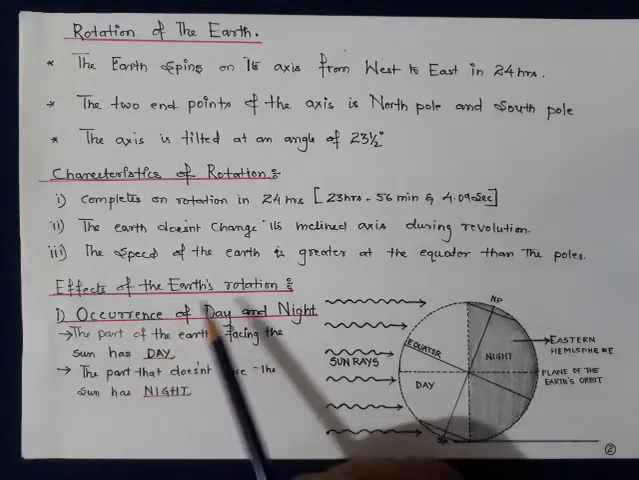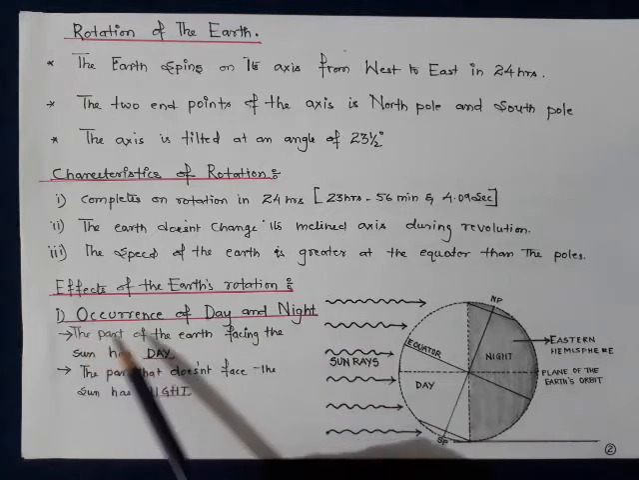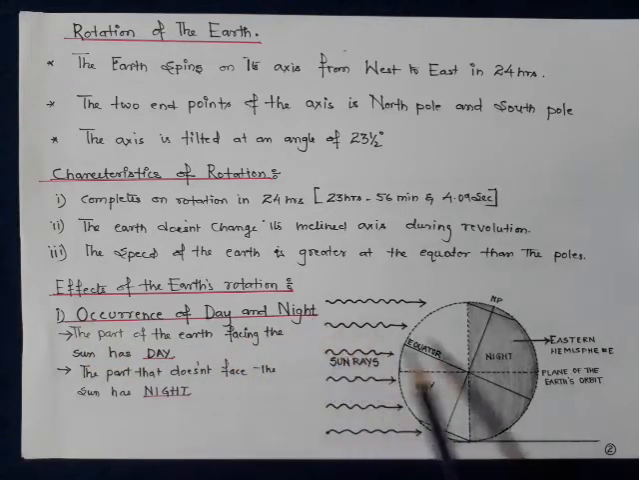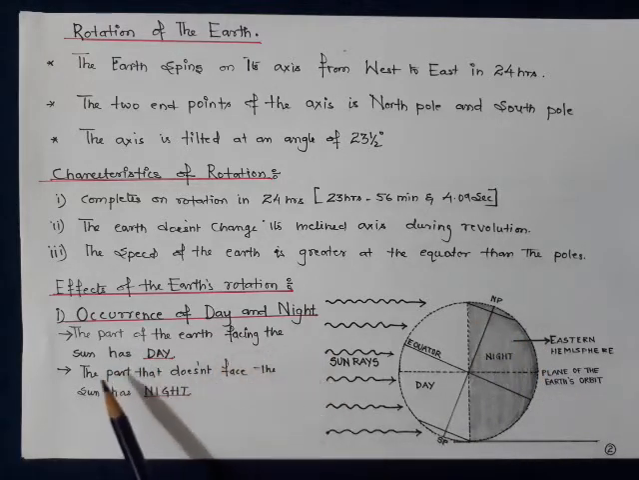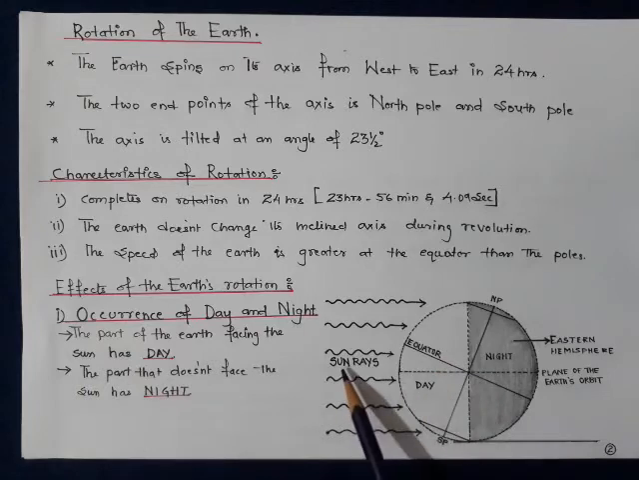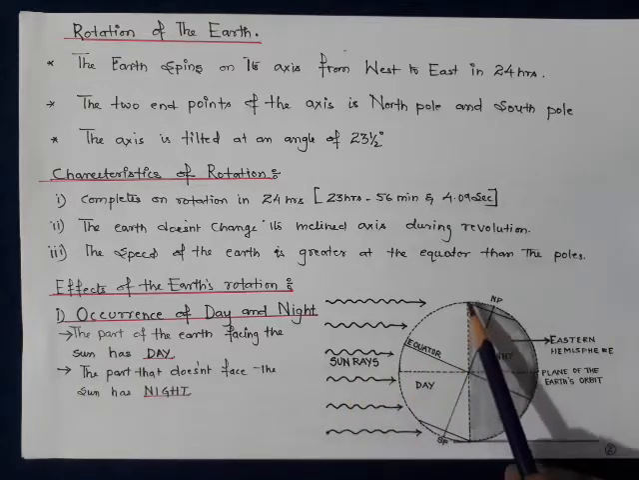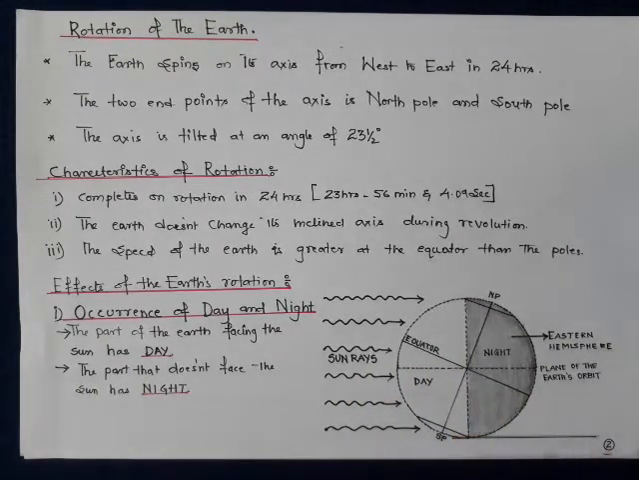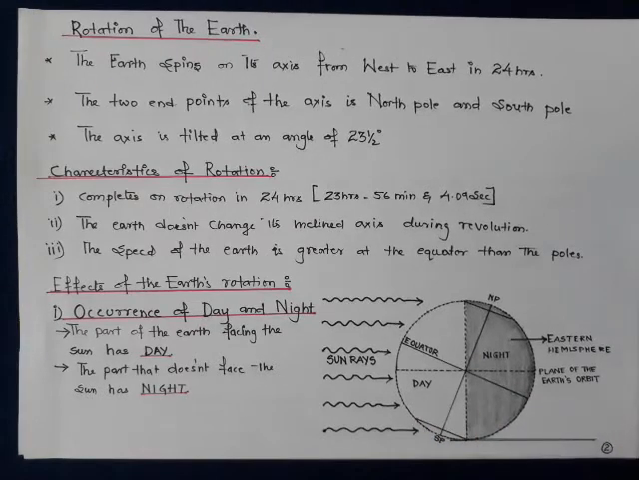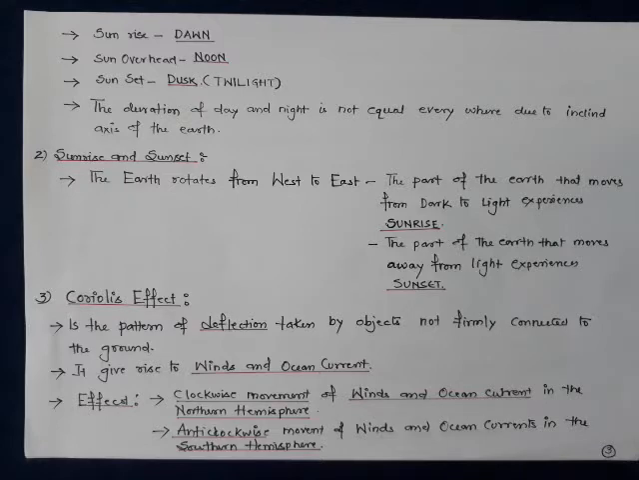Now the effects of the Earth's rotation. Occurrence of day and night. Students, look at the illustration. The part of the Earth facing the sun has day. Can you see the sun rays falling on the part of the Earth that is day? And the part that doesn't face the sun has night. This is because the earth is spherical in shape.